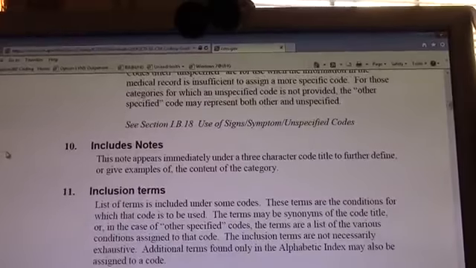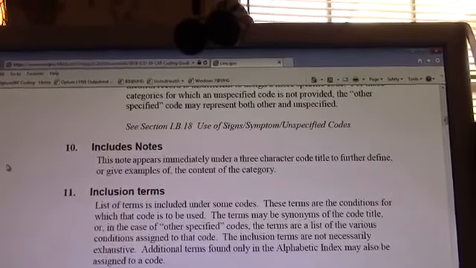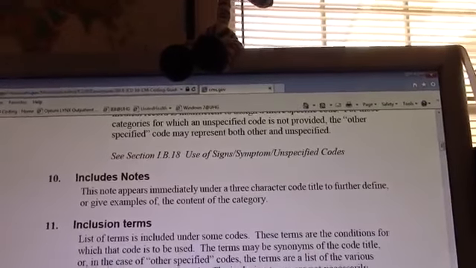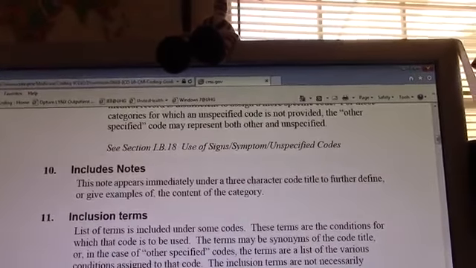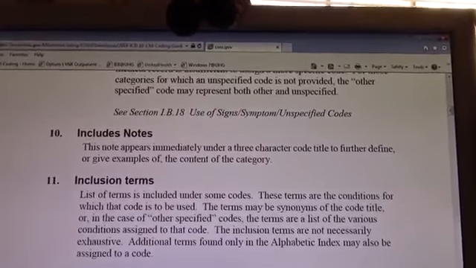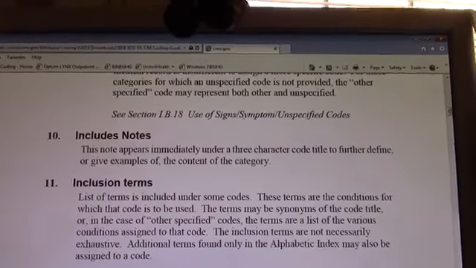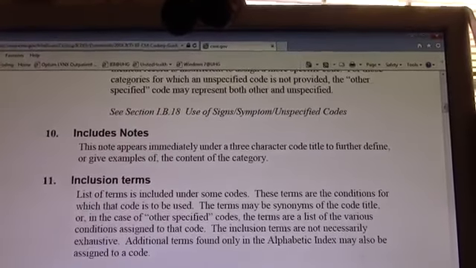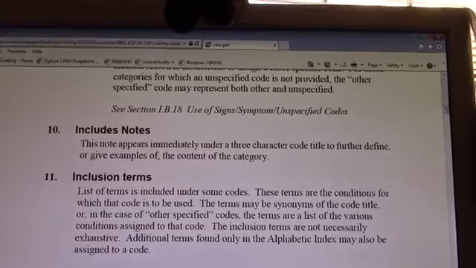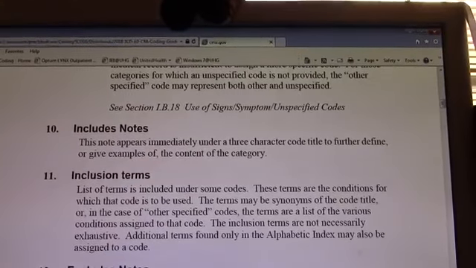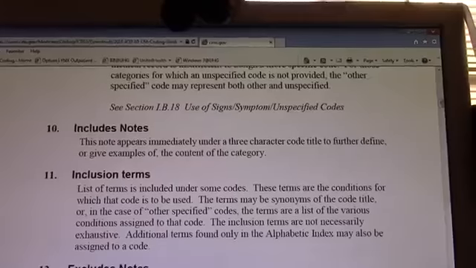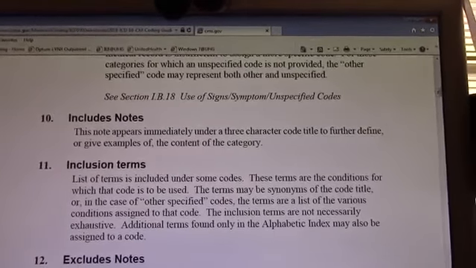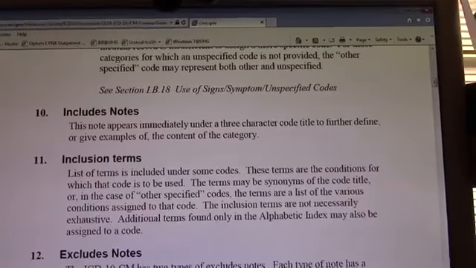And then you have your includes notes. This note appears immediately under a 3-character code title for further definition, or it gives examples of the content of the category. So it kind of tells you what's included. You'll see this category of codes includes, and it'll tell you that. And your inclusion terms is a list of terms that are included in some codes. These terms are the codes for which the code is to be used. I appreciate some of those inclusion notes because it lets me know this code includes these diagnoses. So when you see them, you'll know them.